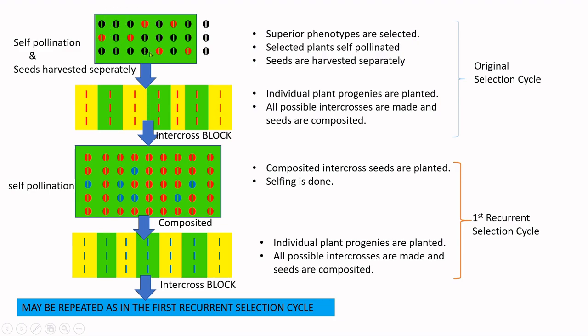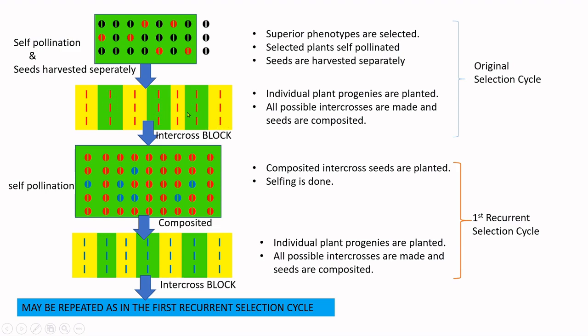From the base population, we are going to select superior phenotypes, and we are going to self the selected lines and harvest the seed separately. The lines indicated in red are the superior lines, and we are going to select them from this base population and harvest them separately. The harvested seeds are planted in individual plant progenies. Since they are cross-pollinated plants, intercross among them is allowed by random pollination.